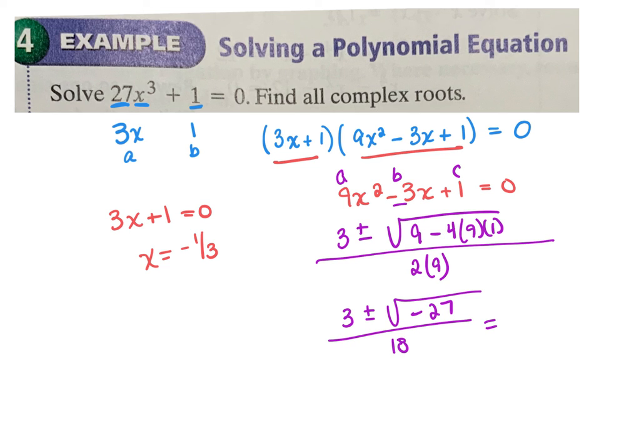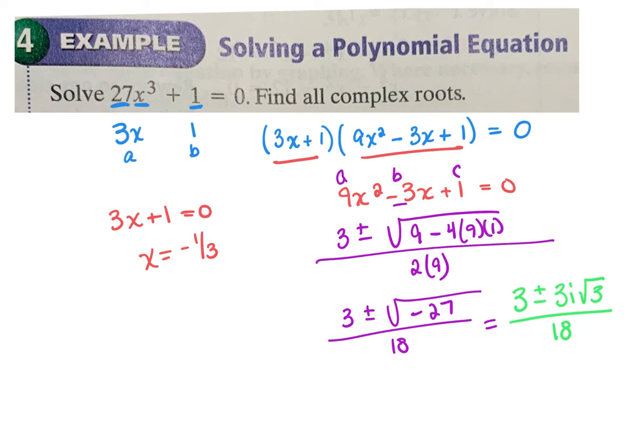Okay, we do want to simplify this guy. All right, root 27 is going to be 3 square root of 3, because we have 3 times 3 times 3. 2 of the 3's pair up, they come out. 1 of the 3's doesn't, it stays in. And then I'm taking out the negative with what? An i. So I have this 3 plus or minus 3i square root of 3 over 18.